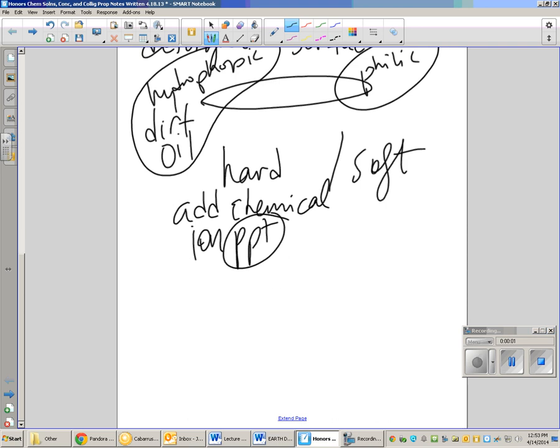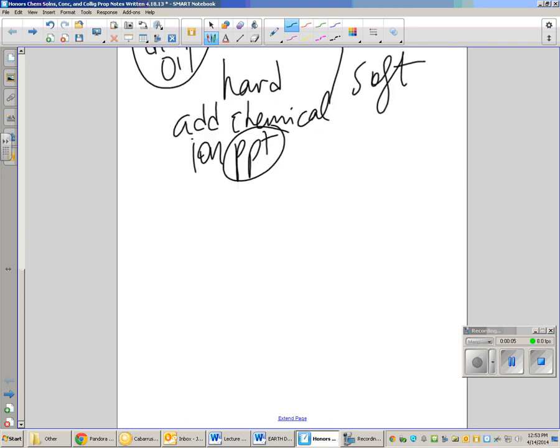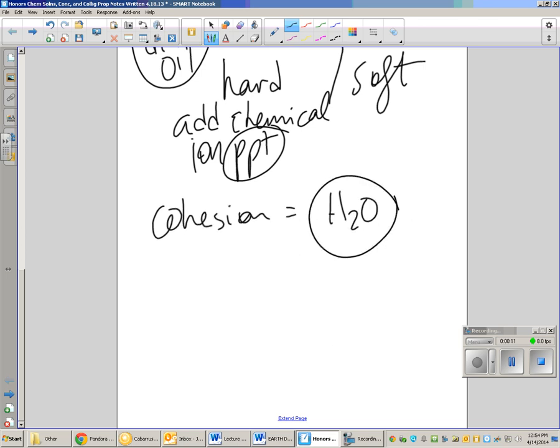Means what in general? Together, share. So like covalent bonds, they share. Cohesion means that the water sticks to water. What does adhesion mean? Somebody else?